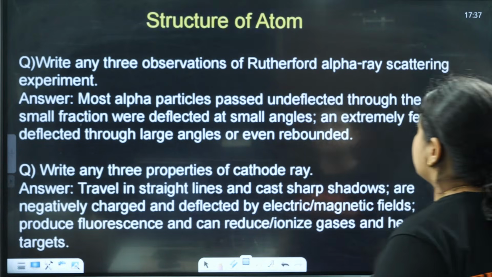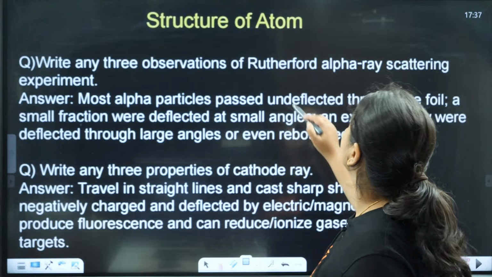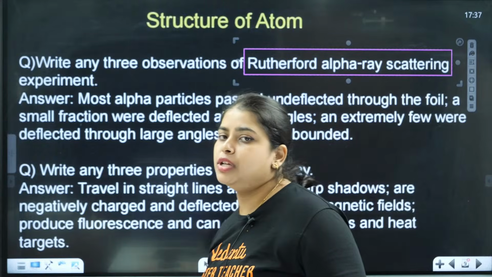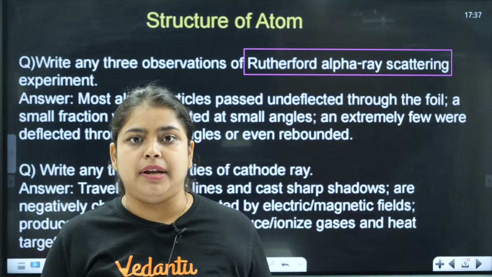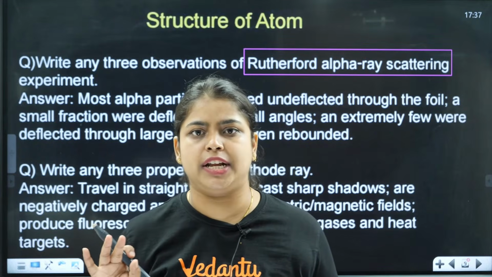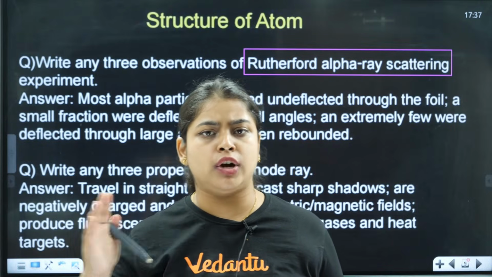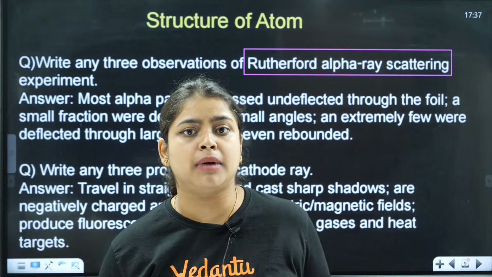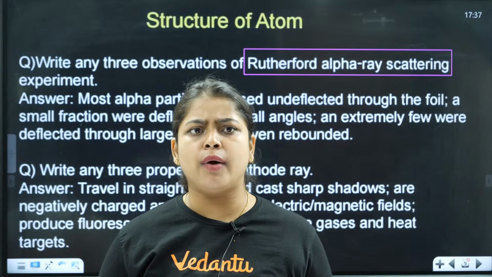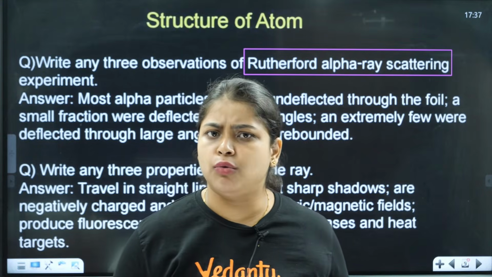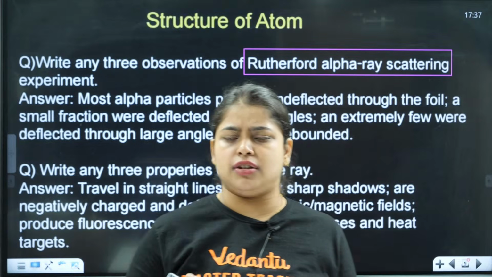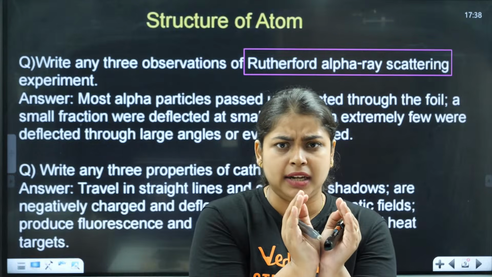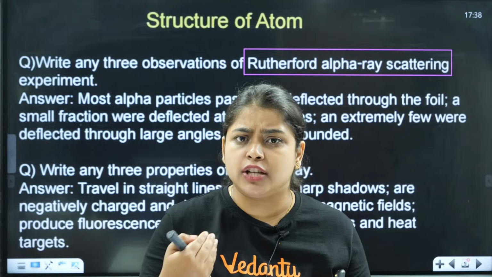Write any 3 observations of Rutherford's alpha ray scattering experiment. So they asked for 3 observations from the alpha ray experiment. In a simple way, Rutherford tells a story. Rutherford took a gold foil and passed alpha rays through it. After passing, he wanted to see in which direction the rays were moving. The rays started moving randomly everywhere, but in the middle part some of the rays started reflecting back.